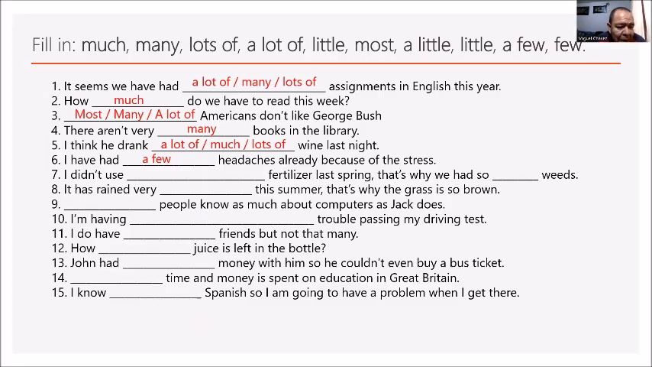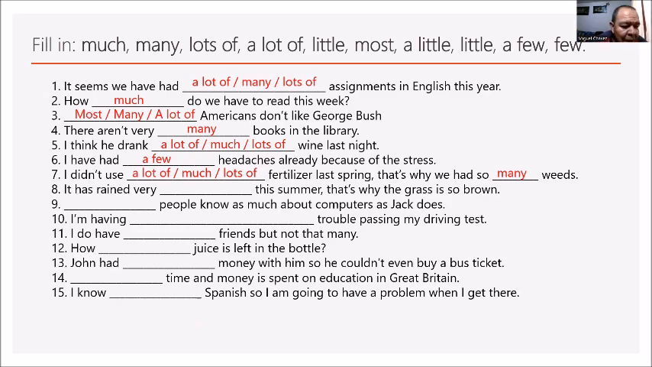Number 7, I didn't use fertilizers last spring. That's why we have sow weeds. In this sentence, you have to choose two possible options. Let's check the first one. I didn't use a lot of, much, lots of fertilizer last spring. That's why we had so many weeds.